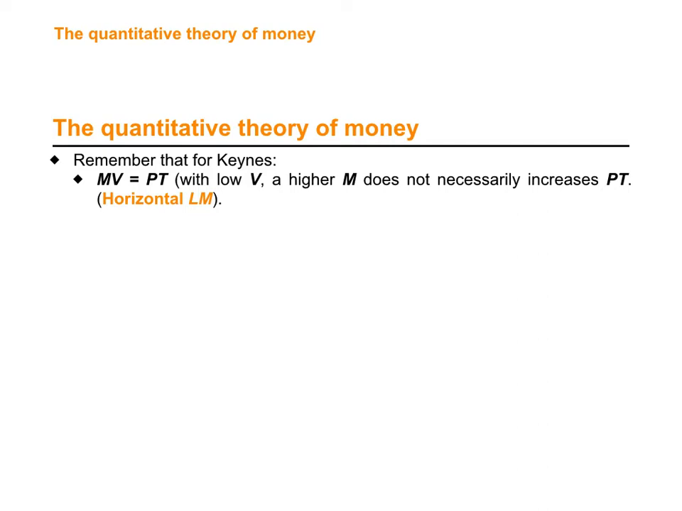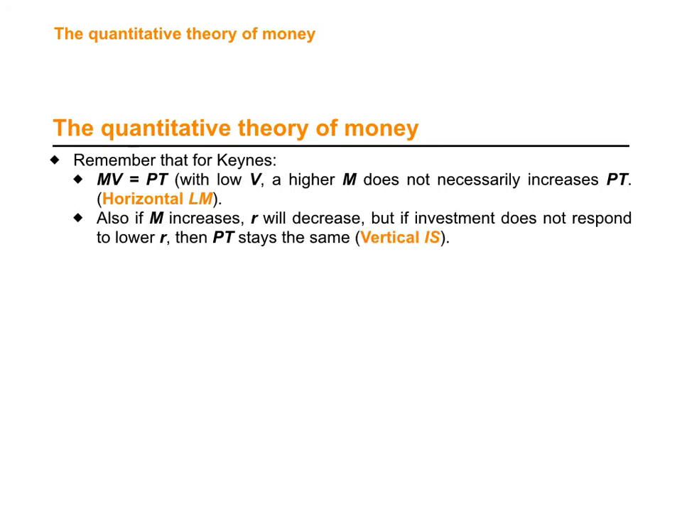Keynes thought that when the velocity of money was low, meaning that people didn't spend their money for fear or for any other reason, the velocity of money is low. When there is an increase in the amount of money, M, that doesn't lead to an increase in PT, the nominal value of transactions. So that means that LM is horizontal, and that is related to the concept of the liquidity trap.